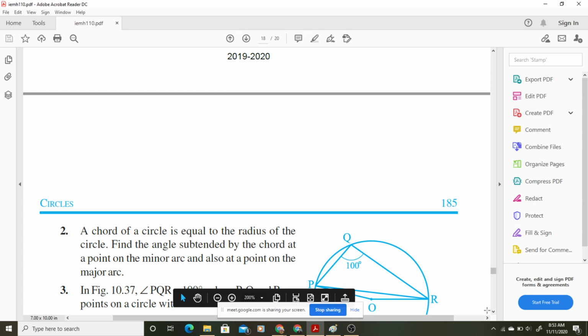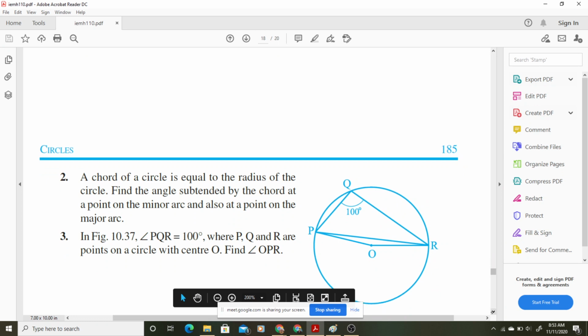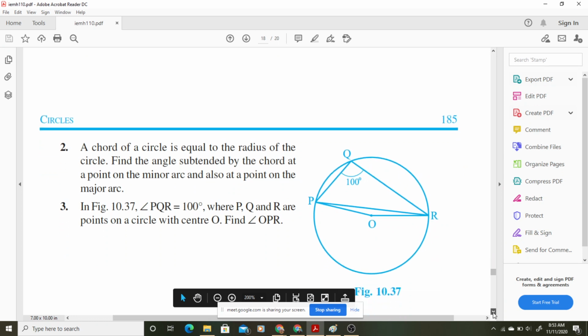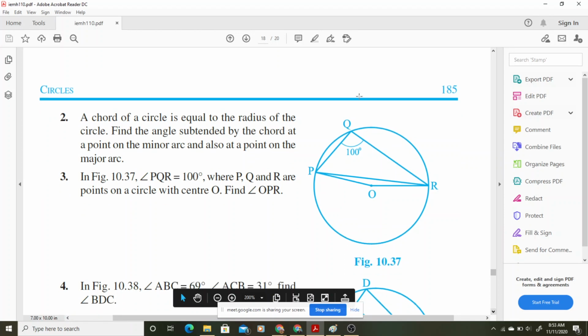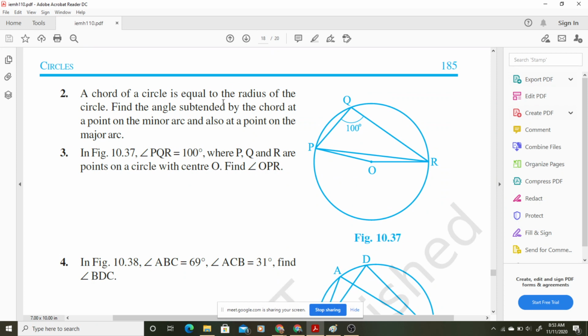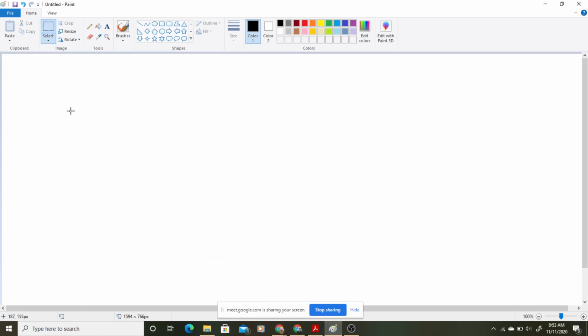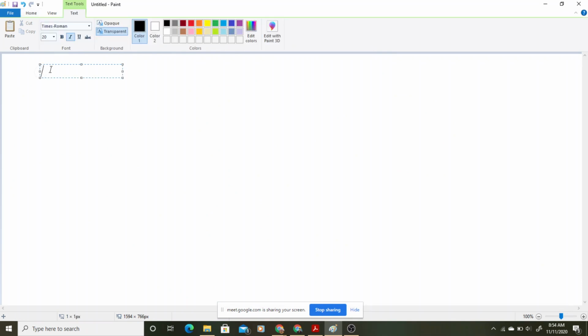Then let us move to the second question. In the second one, what we are given, a chord of a circle is equal to the radius of the circle. Find the angle subtended by the chord at a point on the minor arc and also at a point on the major arc. Okay, we will copy this question and we will try to solve it. So this is our second question.